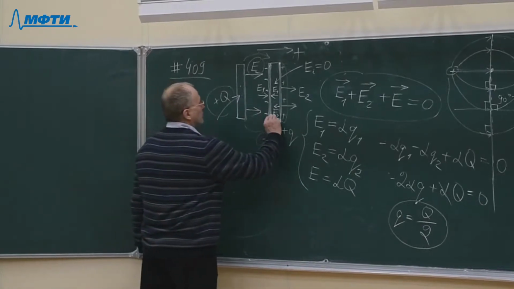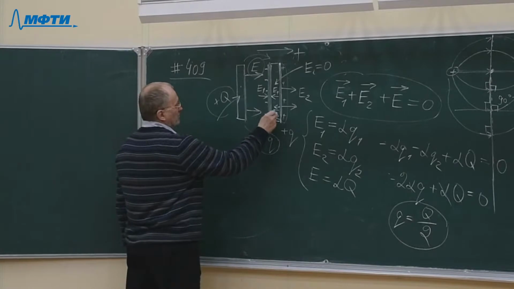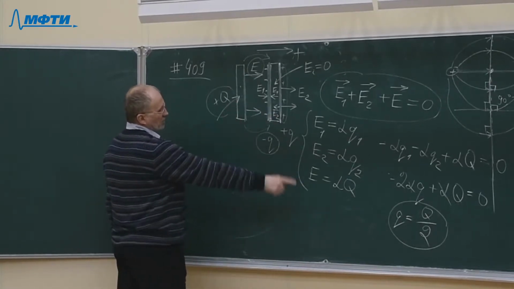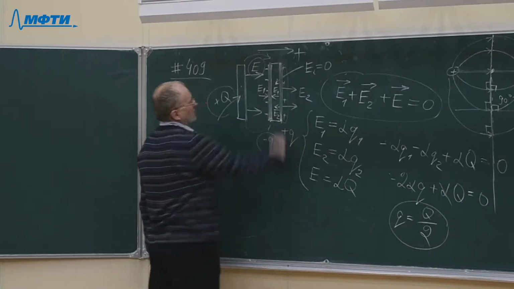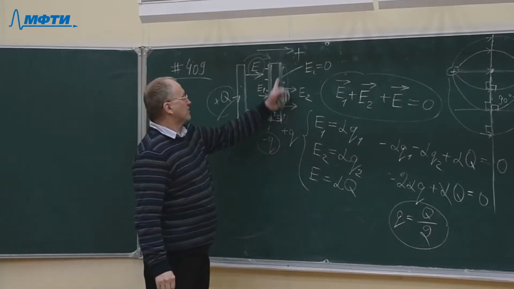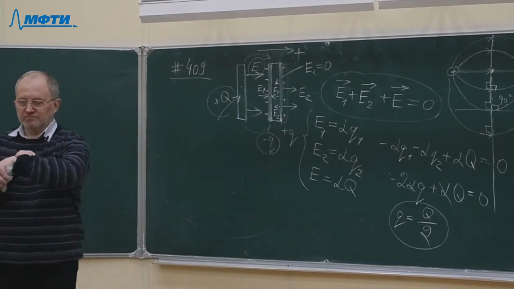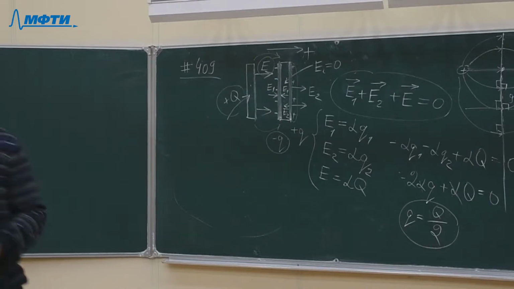What charge will be generated on the left side of the second plate? Minus capital Q divided by 2. And what charge will be generated on the right surface, on the right side of the plate? Plus capital Q divided by 2. That's the solution of this problem.